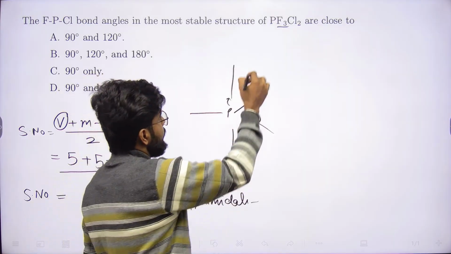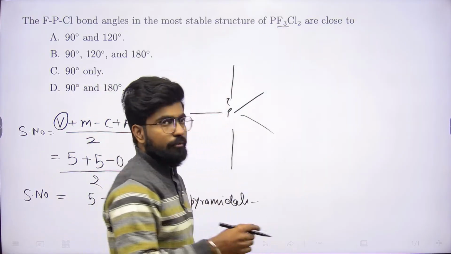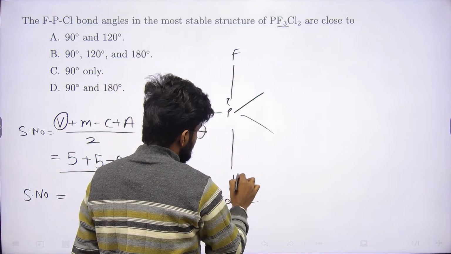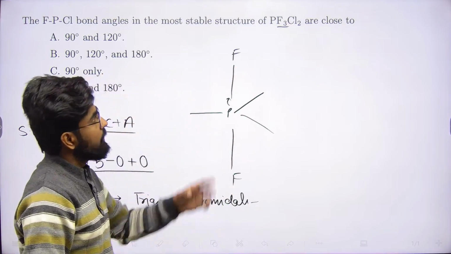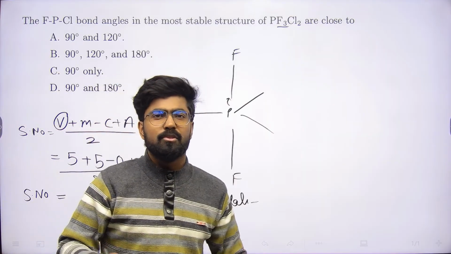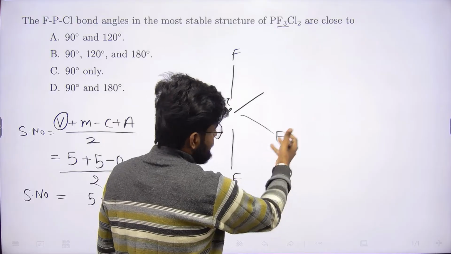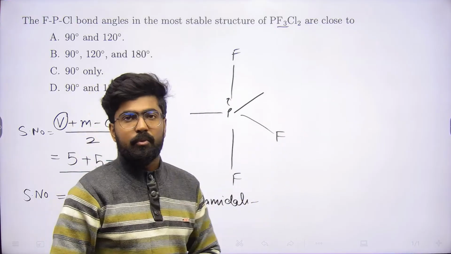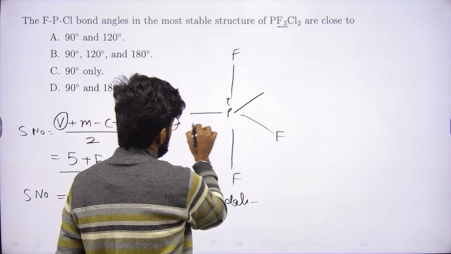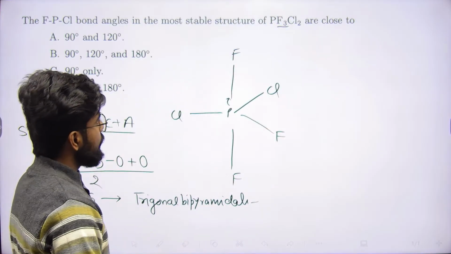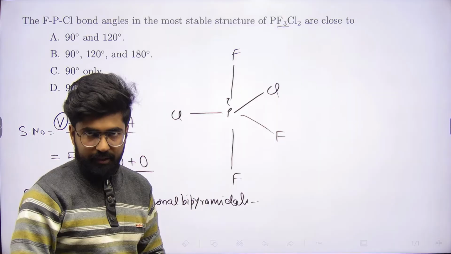So out of these three, the first two fluorines will go and occupy the two axial positions. Now the third fluorine has no other choice, so it will occupy the leftover equatorial position, and then the Cl2 will come here. So this is the most stable geometry according to the concept of apicophilicity.